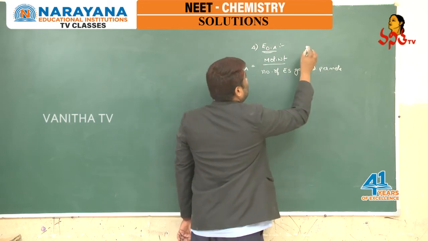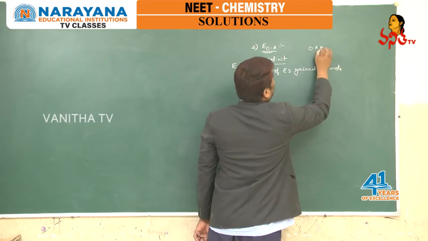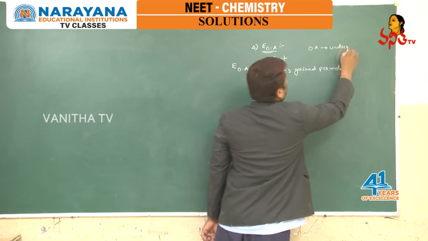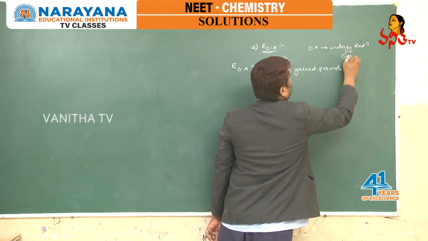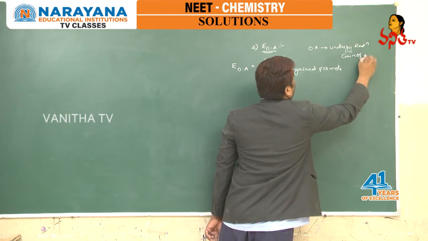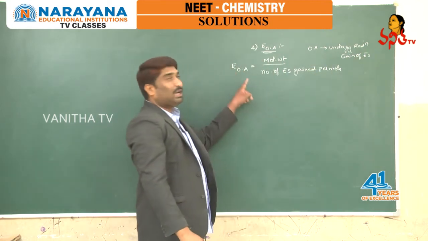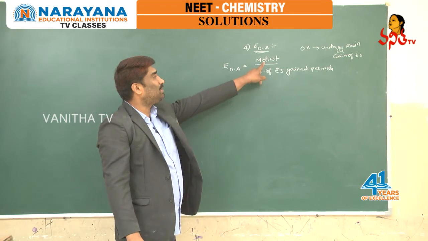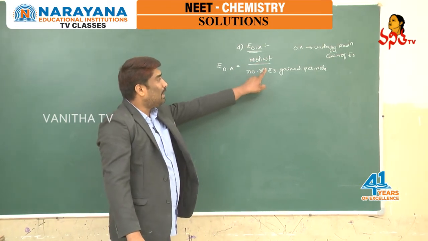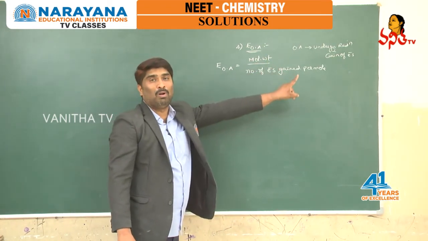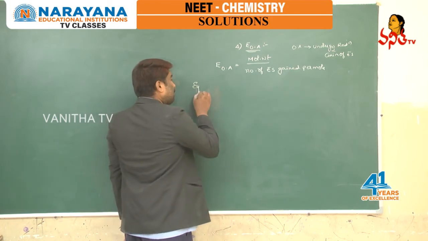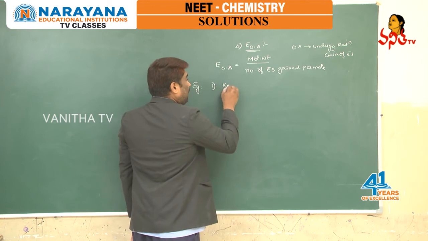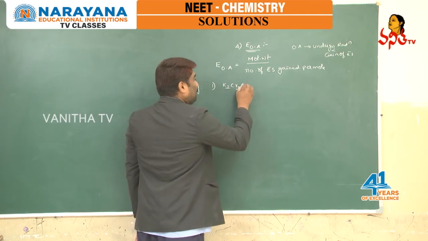Always remember that an oxidizing agent always undergoes reduction. Reduction is gain of electrons. Therefore, equivalent weight of an oxidizing agent is equal to molecular weight by the number of electrons gained per mole. Always you have to take per mole only. Example, potassium dichromate, K2Cr2O7.